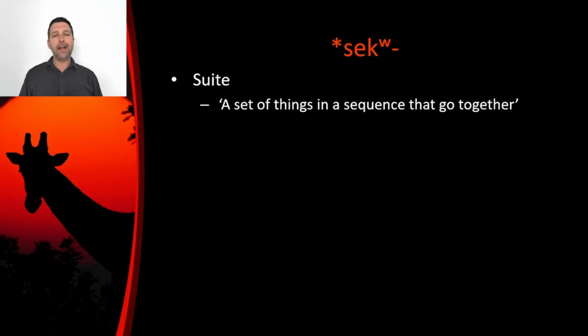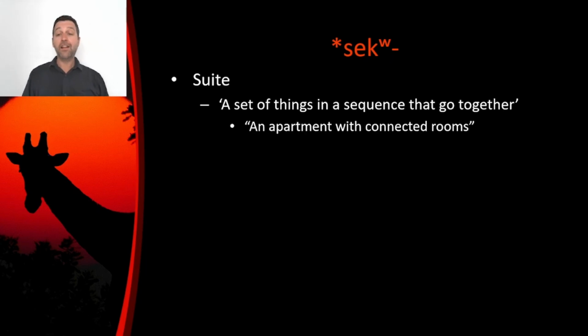If you put an E on the end, you get another word that is also from this root and is also from French that has a somewhat different meaning. A suite is a set of things in a sequence that go together. And just like suit, we use this in a number of different contexts. So for instance, a common meaning of the word suite today in English is an apartment with different connected rooms that sort of follow after each other literally.